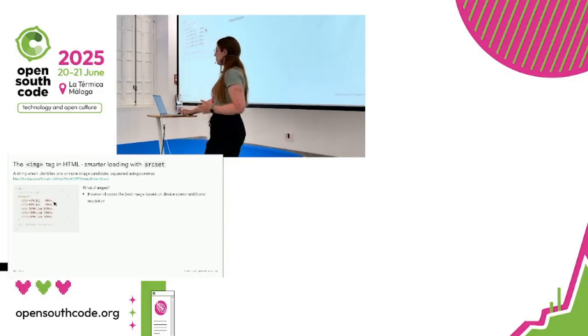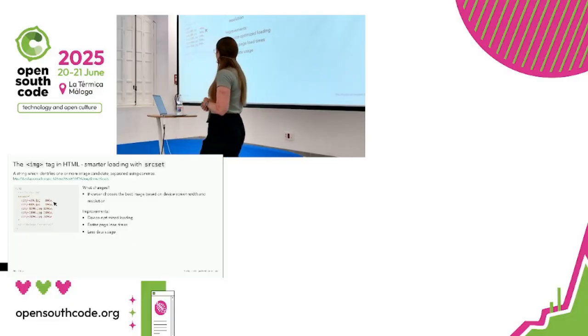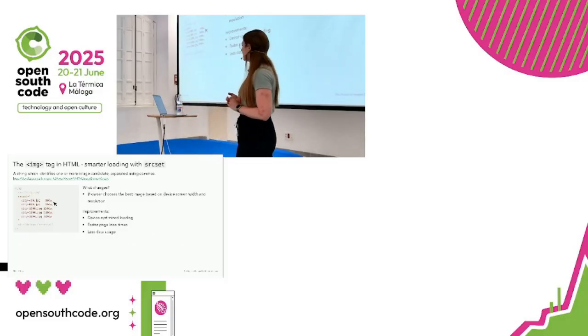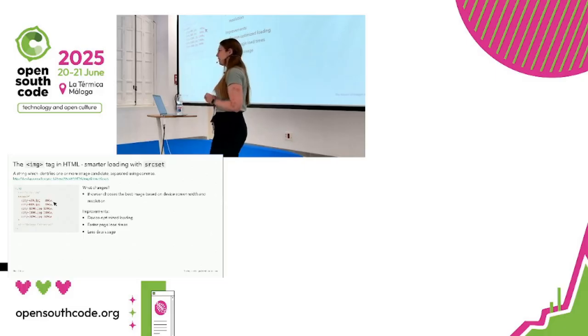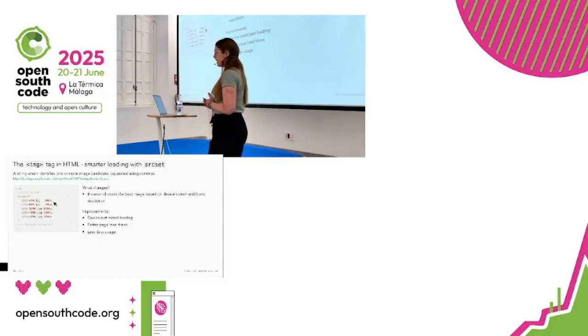So now the browser will be able to choose the best image based on the device screen. We have already some improvements with that, and the first one is that the downloading of the image is going to be per device, so it's more optimized. The page is going to load faster, especially in mobiles, as we will see later, and there is less data usage because we are downloading files that are smaller.